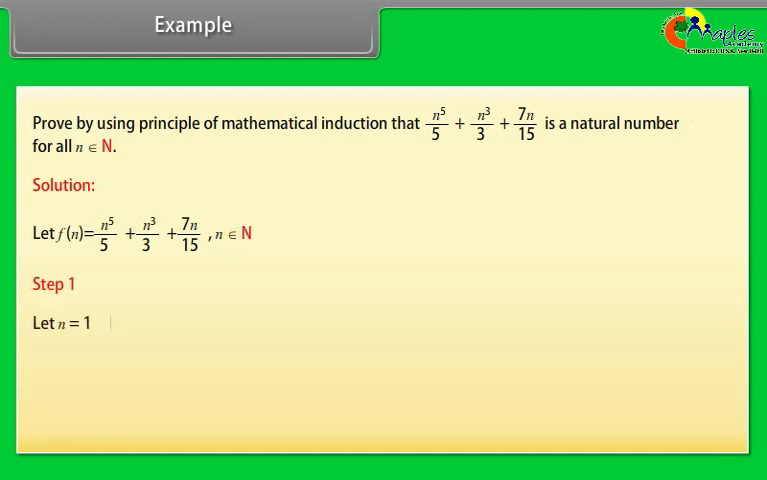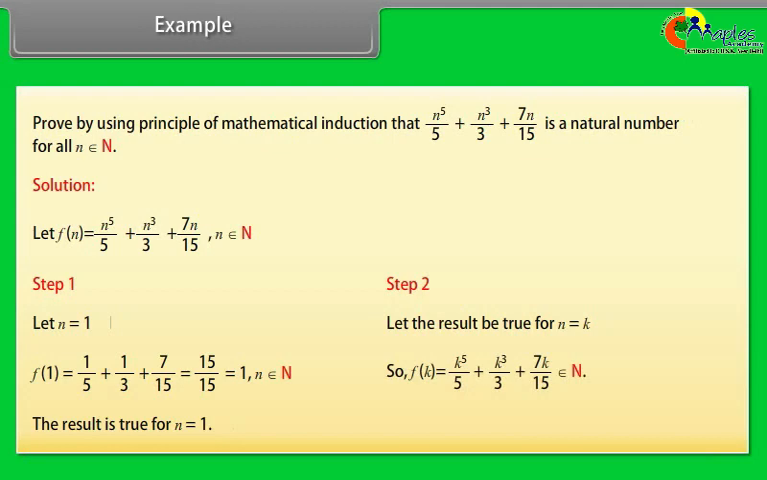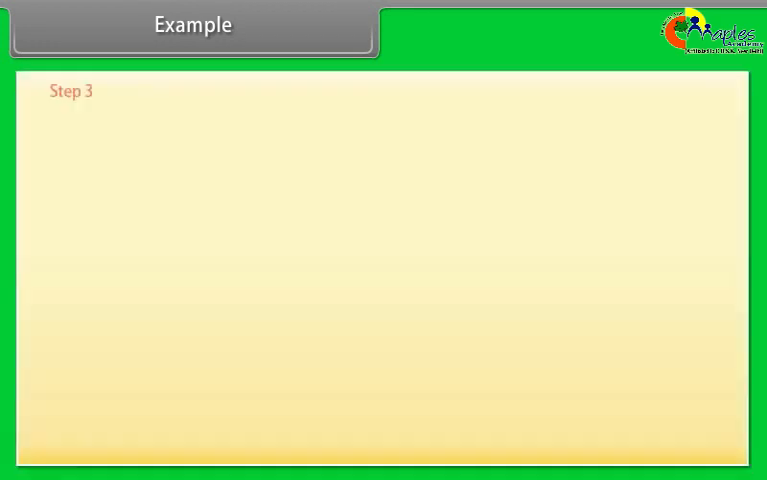Step 1. Let n equal 1. f(1) is equal to 1 by 5 plus 1 by 3 plus 7 by 15, which is equal to 15 by 15, which is equal to 1, and 1 belongs to N. The result is true for n equal to 1. Step 2. Let the result be true for n equal to k. So, f(k) is equal to k raised to power 5 by 5 plus k raised to power 3 by 3 plus 7k by 15 belongs to N. Name it as 1.